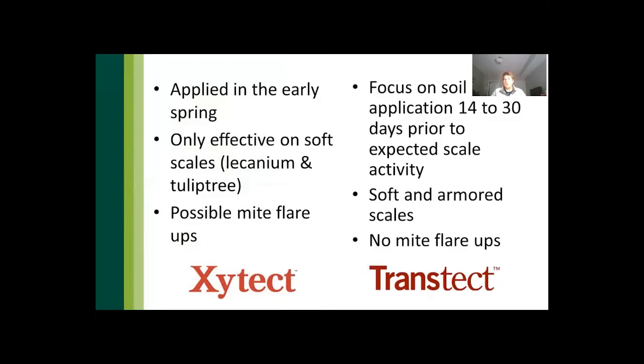Or if you don't want to worry about a potential mite flare up, maybe consider looking at Transtect. Transtect is a dinotefuran-based product, and focus your soil applications 14 to 30 days prior to your expected scale activity. And what's really nice is it is also effective on both soft and armored scales. So it can give you very predictable control with both species, and 90 days is probably what you're looking at for a length of control, and you don't have to worry about a mite flare-up.